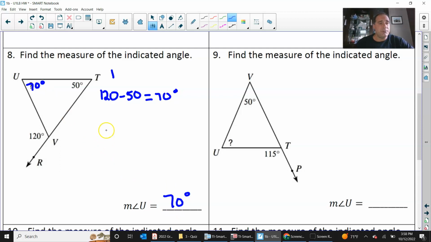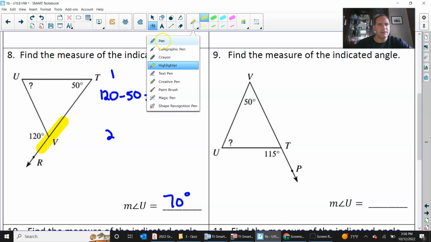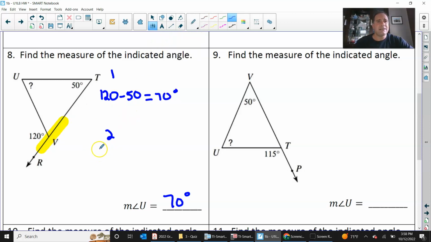The other way that you could do this is the way that I used to do it in 8th grade. Just say you did not know. I'm just going to erase this 70 right now. And you did not know that the sum of the two non-adjacent angles could equal the exterior angle. You didn't know that. This is a straight line right here. What we're going to do is highlight it, and I'm going to highlight this right here. That is a straight line. Straight lines equal 180 degrees.